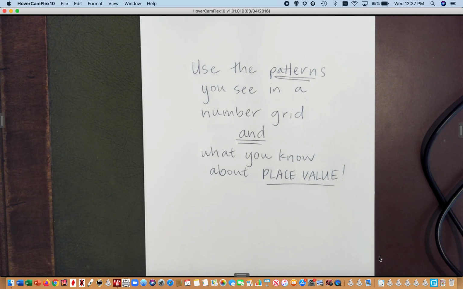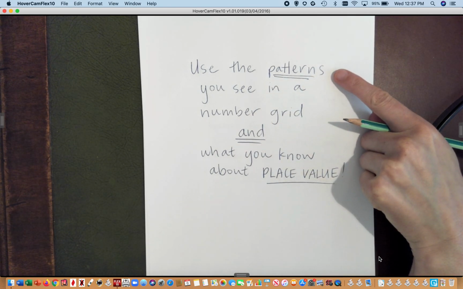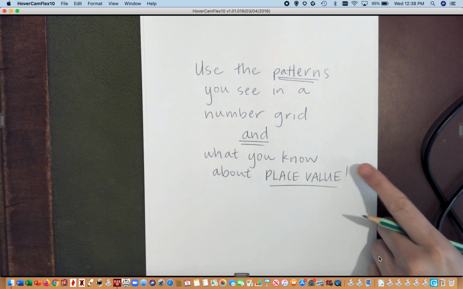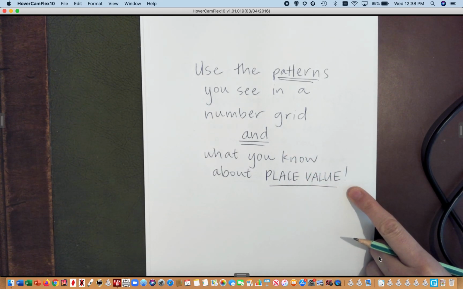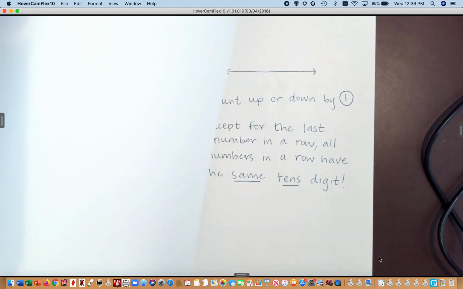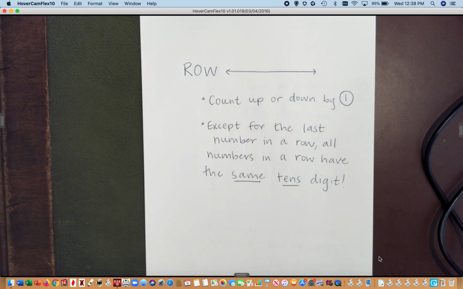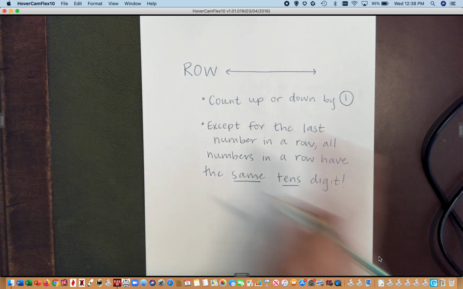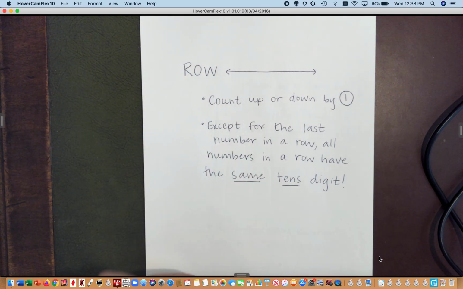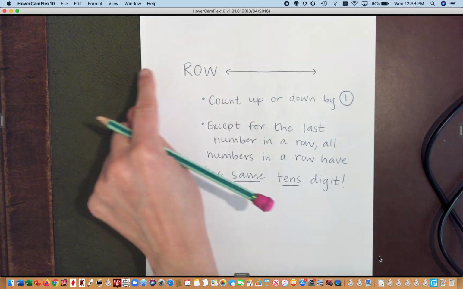We are going to use the patterns that you see in a number grid and what you know about place value to solve these puzzles today. There are 2 important things you need to remember from our math lessons. Rows go left and right. So in room 4, we would say row and move our hand across.